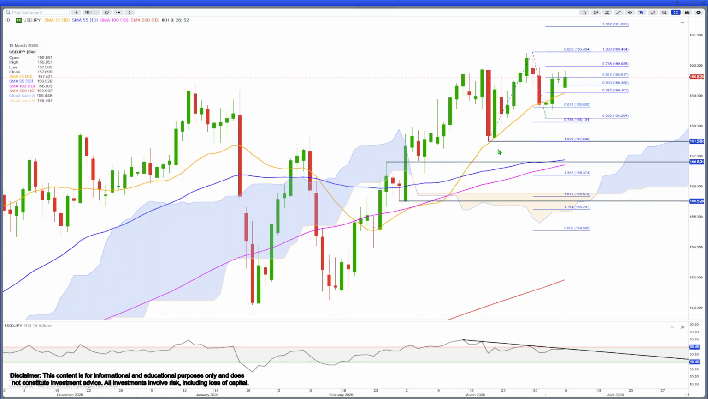We can also see higher highs, higher lows, higher highs, higher lows. Will we get a new higher high? It seems to be in the cards.